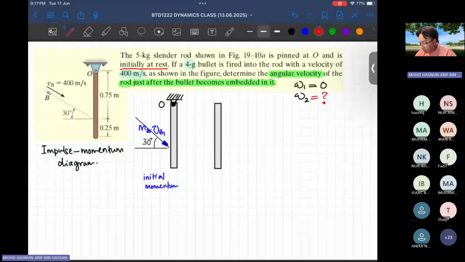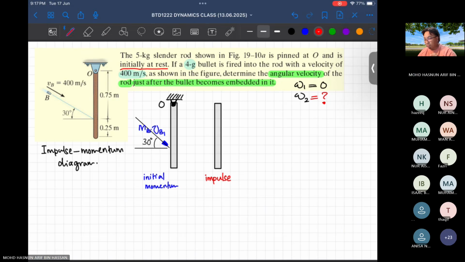So let's go to the impulse. Okay, impulse. So we go back to the definition. What is impulse? Impulse is force multiplied with the time. So we need to list down all the forces acting on this object, on the rod and the bullet. So now impulse is when the bullet has become embedded in it. So the bullet is now inside the rod. Okay, the bullet now inside the rod.